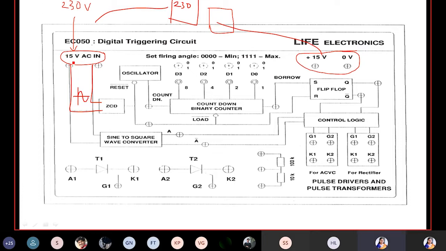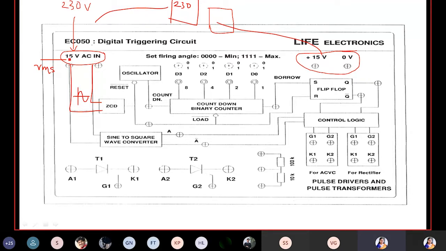What is this 15 volts? Is it peak value or RMS value? Varsha? Ma'am, peak value. It's not peak value, it is RMS value. Okay, make a note. It's RMS value. Wherever the AC supply ratings are provided, all those values are RMS values. So this 15 volts AC is RMS value.